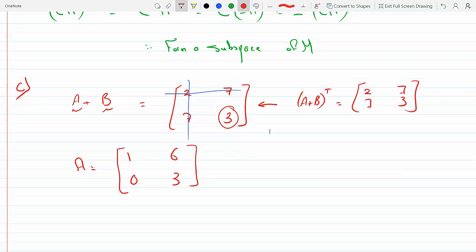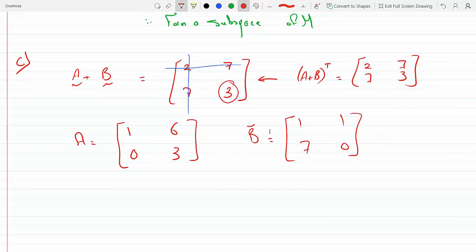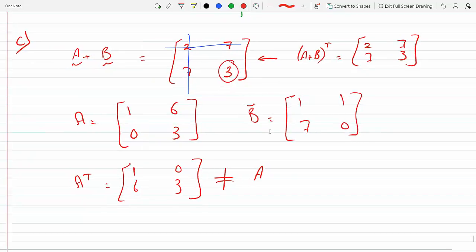Okay, so this is a symmetric matrix. If I break this up into A as [1, 6; 0, 3], and matrix B to be the difference, A plus B minus A, what would this be? [1, 1; 7, 0]. Now notice these are unsymmetric matrices, both of them, because if I transpose A, I get [1, 0; 6, 3], the first row becomes the first column, and this doesn't equal A. And therefore I started with two unsymmetric matrices and I got a sum that is symmetric. So therefore, I'm not closed under addition.